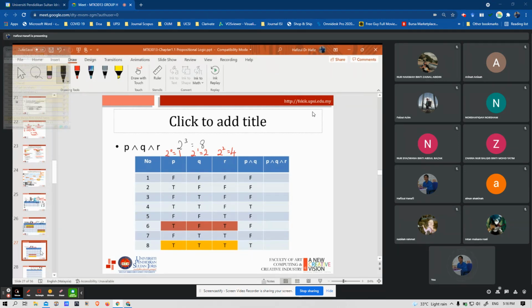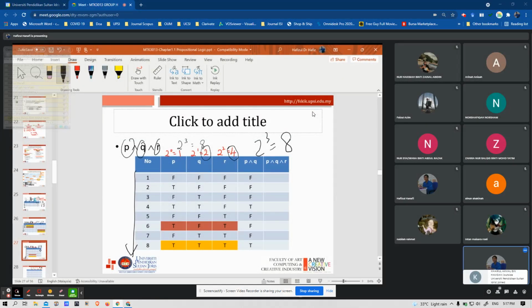Okay, for this one, as you can see, 2 power of 0 is 1, 2 power of 1 is equal to 2, and 2 power of 2 is 4. And then we have here P and Q and R. The number is 8 because 2 power of 3 is equivalent to 8. And then as you can see here, P, Q, R, true, false, true.